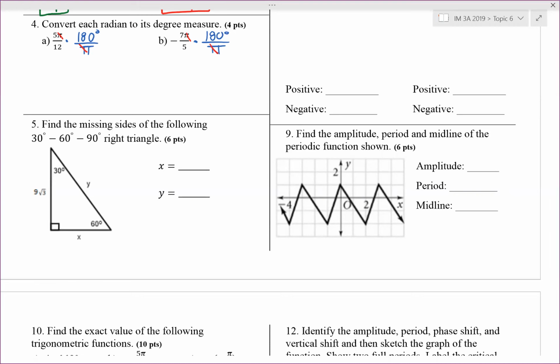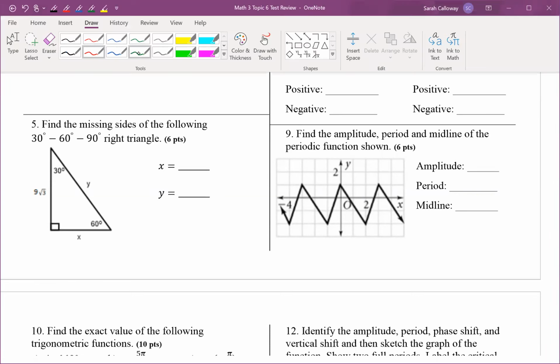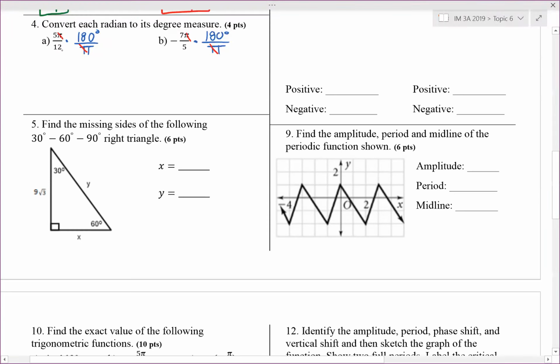So when I reduce this, what I want to do is be able to divide. So 12 does go into 180. So 180 divided by 12 is 15. So all that I have then is 5 times 15 degrees. And so that means that this is equivalent to 75 degrees.